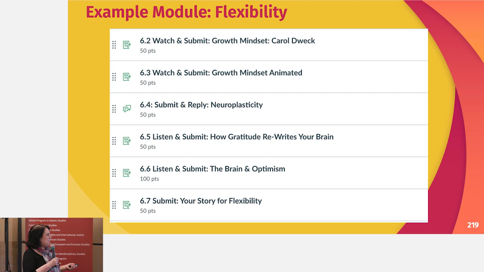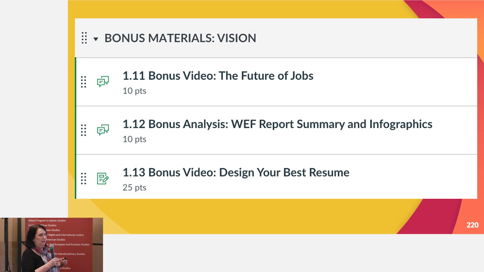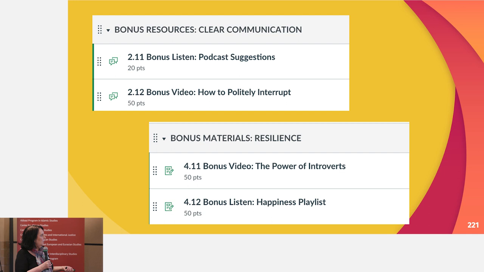And then things that couldn't fit or things that were maybe too complicated to put in the module, I put as bonus materials. So for example, there's the actual report from the World Economic Forum if they wanted to look through that, or the summary of the World Economic Forum, and if they wanted to start designing their own resume, they could start applying what they learned. But it's not a resume writing course exactly. Some other things, I found some really cool podcasts they might want to listen to build their listening skills, how to politely interrupt, again, it's totally culturally embedded, introverts, happiness.